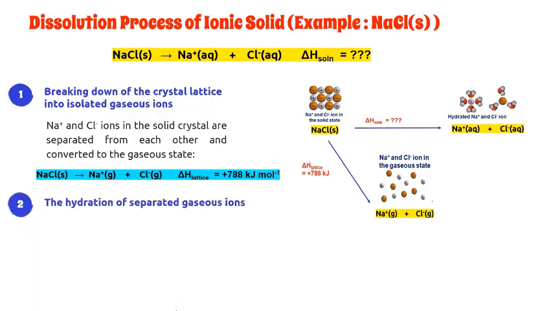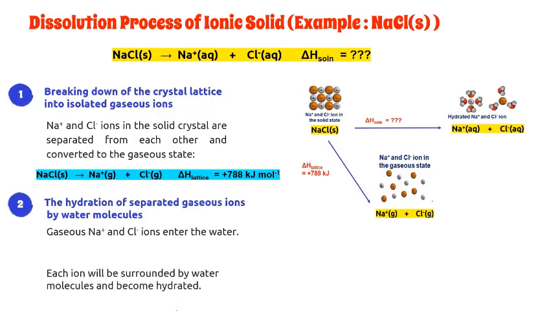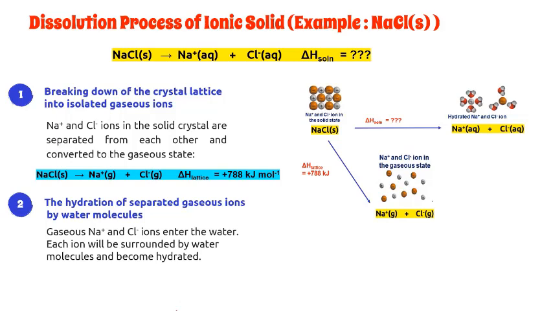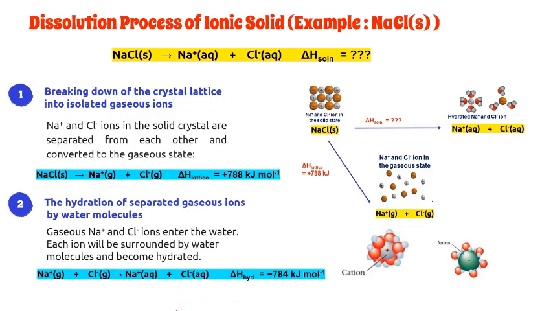Next, the hydration of separated gaseous ions by water molecules. Gaseous sodium ions and chloride ions enter the water. Each ion will be surrounded by water molecules and become hydrated. In this example, when 1 mole of sodium gaseous ions and 1 mole of chloride gaseous ions are hydrated, 784 kJ of energy or heat is released.